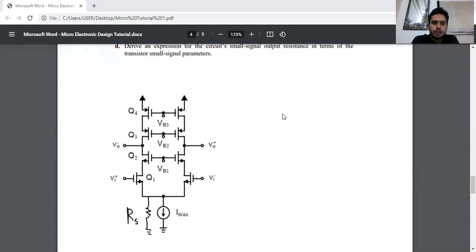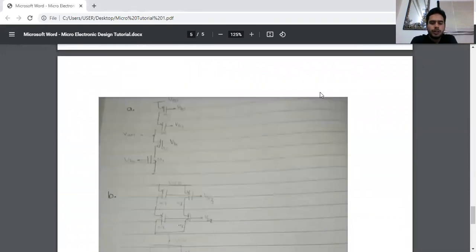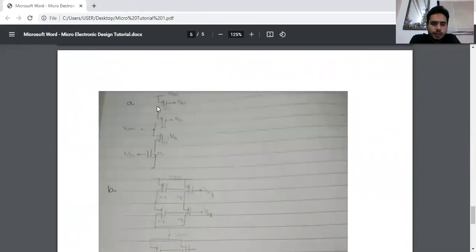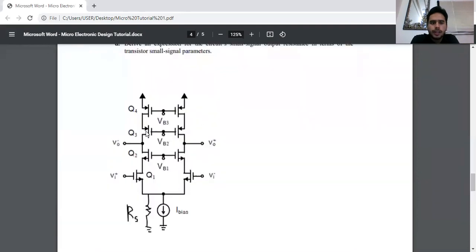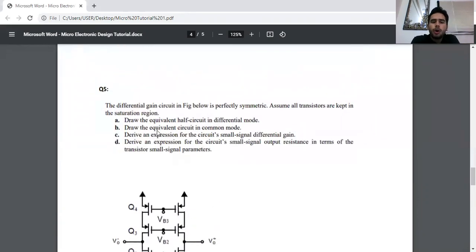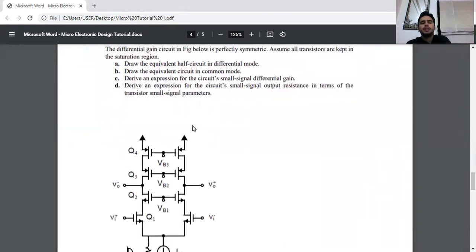Next, if we see on the paper, we have drawn the circuit, and we have taken one whole part of the circuitry of the differential gain amplifier. That part is done. Now the second part is to draw the equivalent circuit in the common mode. So I'd like to draw the circuit for you. The equivalent circuit is basically supposed to be a simplified circuit so that we can easily apply it and understand the circuit.